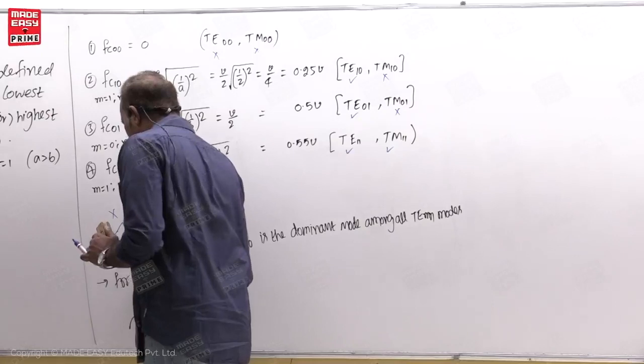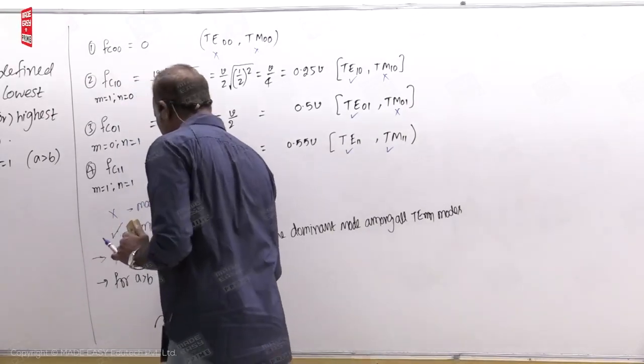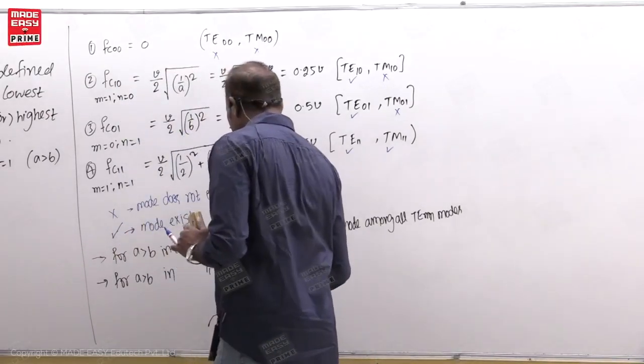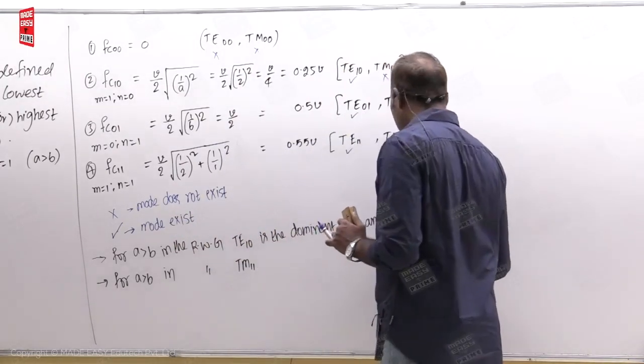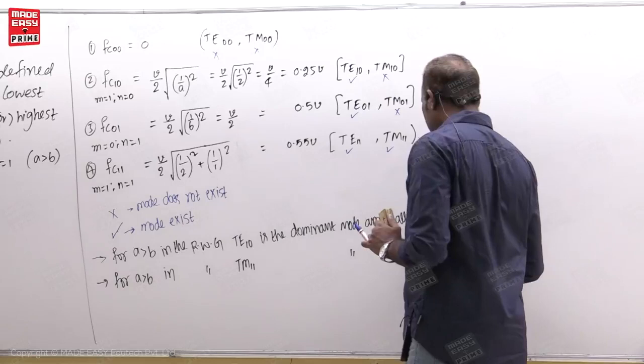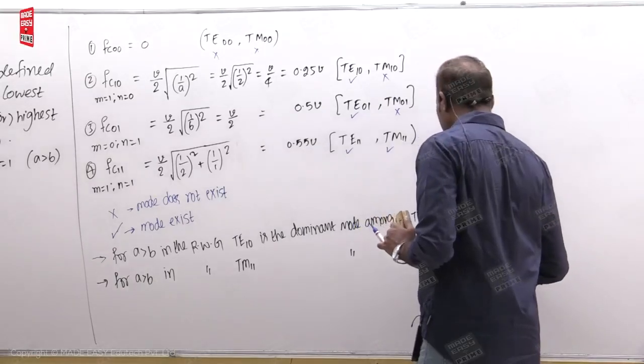So for a greater than b, in the rectangular waveguide, TM11 is the dominant mode among all TMmn modes.